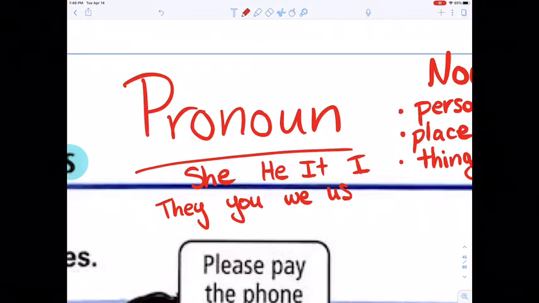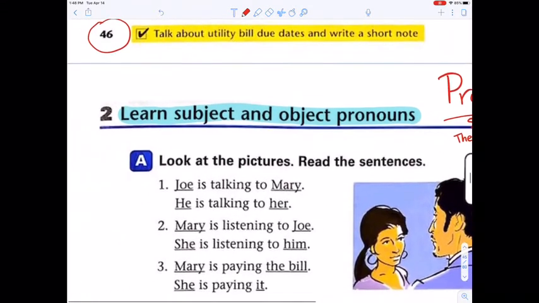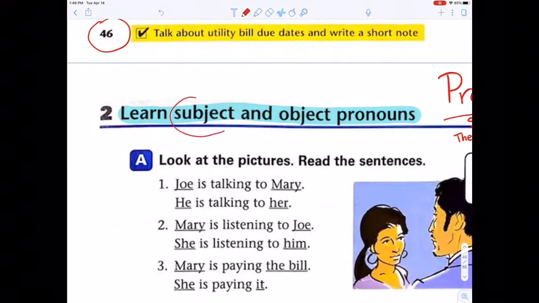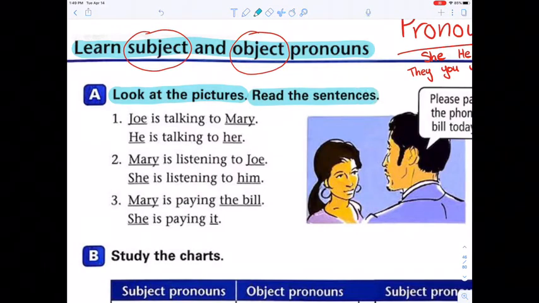There's many different pronouns, but what are the pronouns that we're going to talk about? Subject and object pronouns. That's what we're going to learn today. We're going to look at the pictures, and we're going to read the sentences.